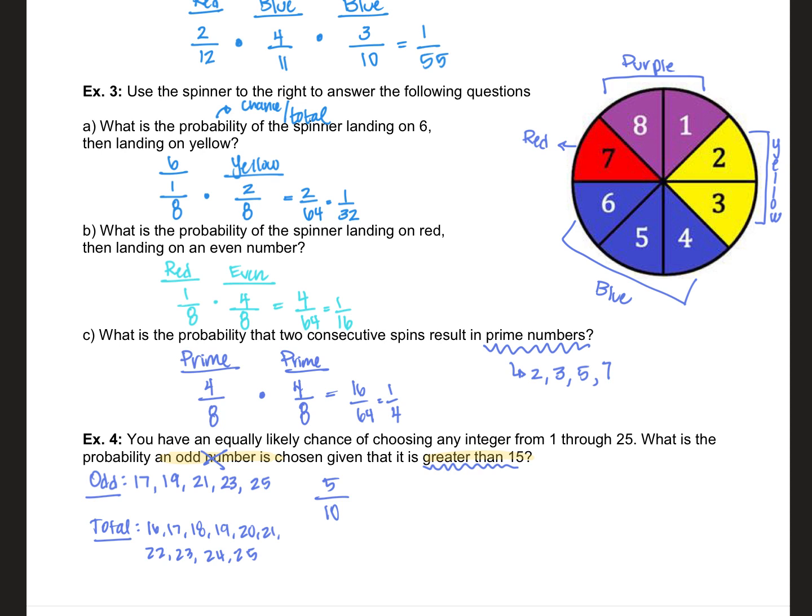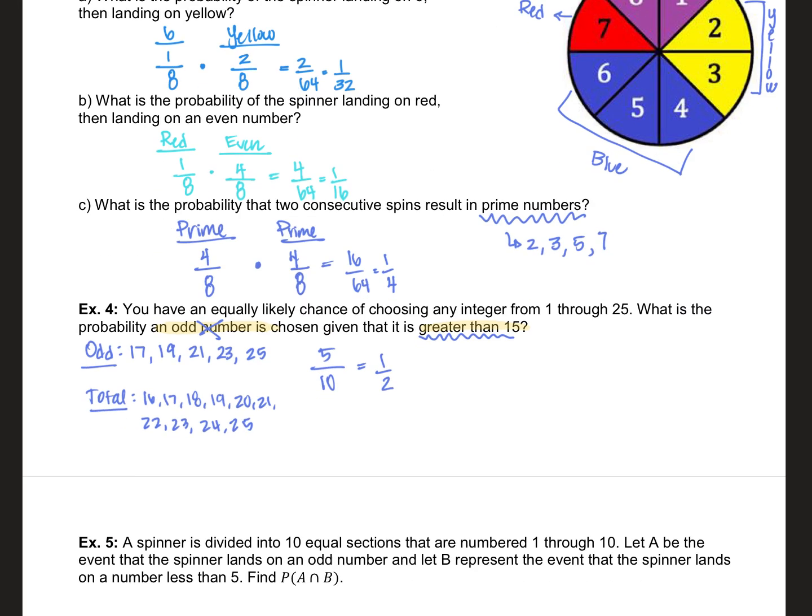Again, I treated each of these as its own separate event. Odd was first, listed here, so all the odd numbers that were greater than 15. But then I needed to know just how many total values are greater than 15. Set it up as a probability, chance of odd out of total. Now I'm going to reduce this fraction down to 1/2. That's my probability. Continuing on, we're just going to do a few more here.